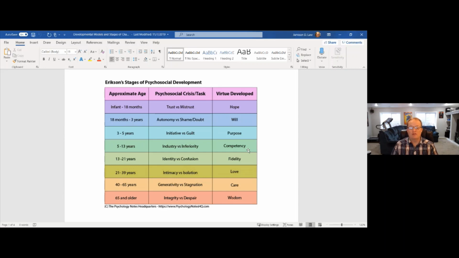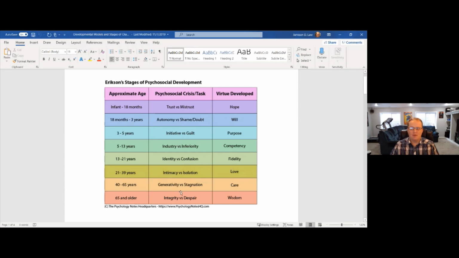We do know that during that 21 to 39 years of age, intimacy continued to be the most important virtue, or the virtue of love was what he was working towards as he raised his two children in conjunction with his wife, and then later on they got a divorce, but still remained friends.